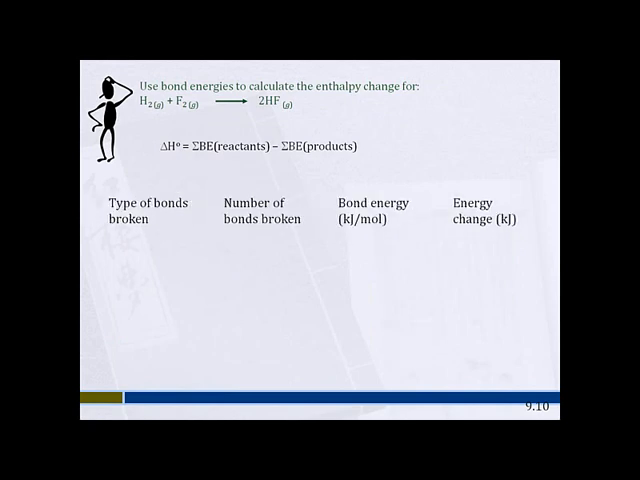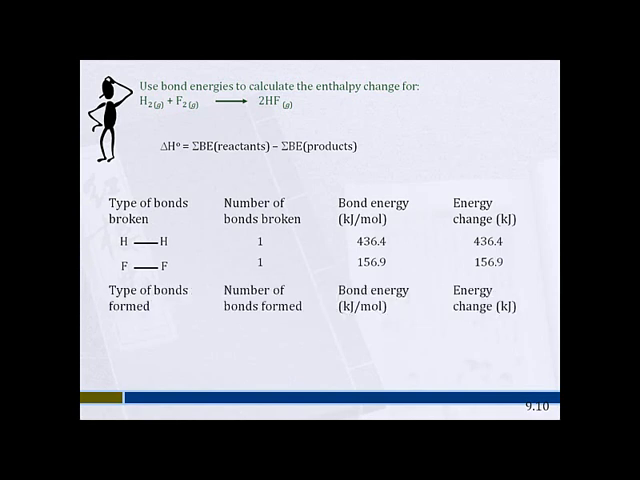Let's do a calculation using the bond energies to calculate the enthalpy change for the production of hydrogen fluoride. Again, sum of the bond energies of the reactants minus the sum of the bond energies of the products. So here we go. In the H to H, we're going to break 1, and so the energy change will be 436.4 kilojoules. We're going to break one F to F bond, and that's 156.9 kilojoules. And now let's do the formation.